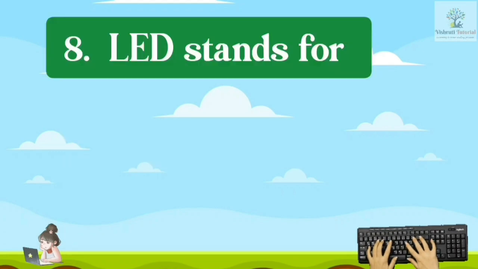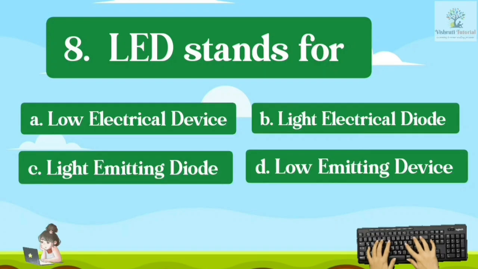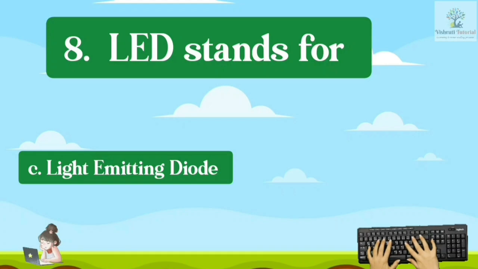Question number 8. LED stands for dash. Options: A. Low electrical device, B. Light electrical diode, C. Light emitting diode, D. Low emitting device. And the correct answer is C. Light emitting diode. LED stands for light emitting diode.